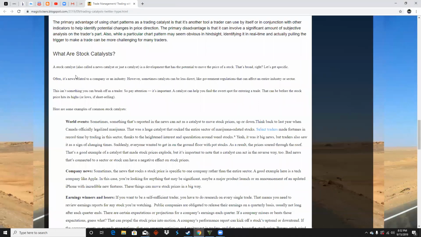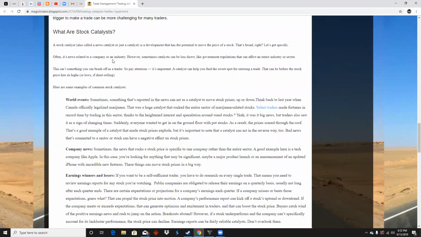Let's get specific. Often it's in news related to a company or industry. However, sometimes catalysts can be less direct, like government regulations that can affect an entire industry or sector. This isn't something you can brush off as a trader, so pay attention. It's important. A catalyst can help you find the sweet spot for entering a trade, which can be before the stock price hits its highs or lows of short selling.